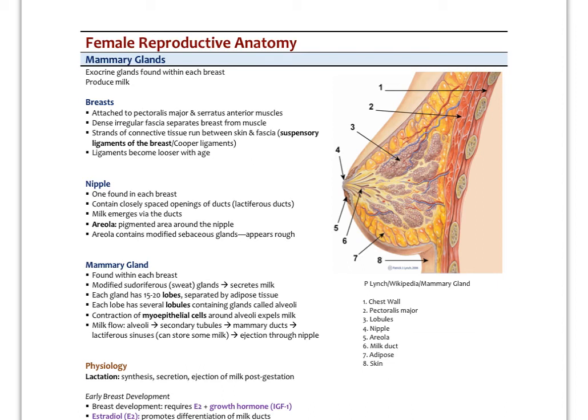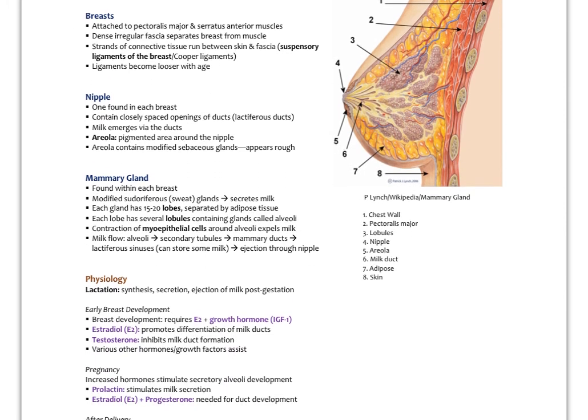The areola is the pigmented area around the nipple, and the areola itself has modified sebaceous glands, so it gives it a rough appearance. The mammary glands are found within each breast. They're modified sweat glands, or sudoriferous glands, and they secrete milk. Each gland has 15 to 20 lobes, and they're separated by adipose tissue.